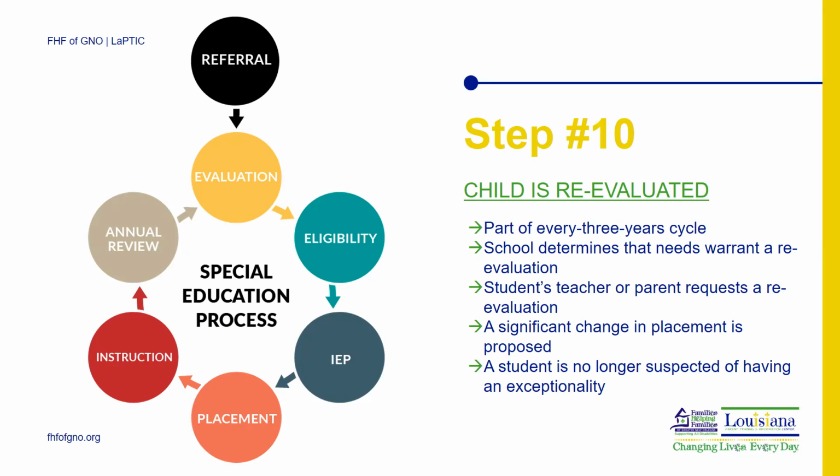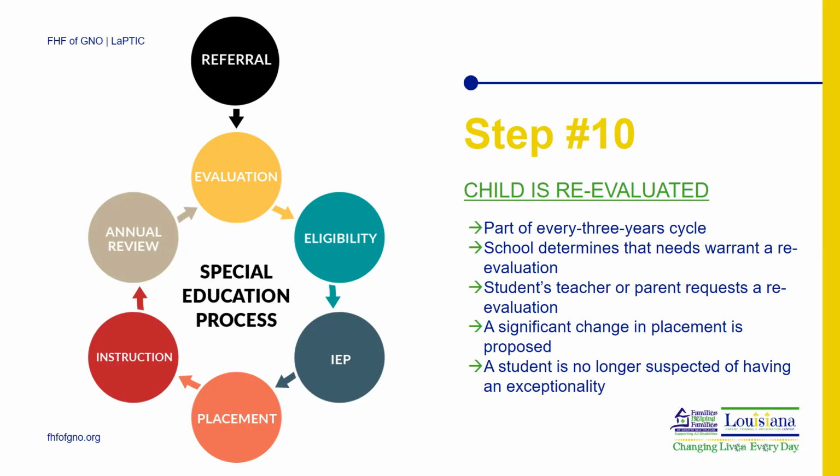And then step 10, the child is reevaluated. Students get reevaluated every 3 years unless the parent and school agree that a reevaluation isn't necessary. A reevaluation can also be done when the school determines that the educational or related service needs warrant a reevaluation, like if there is improved academic achievement and functional performance of the student, then the school may decide to do a reevaluation.